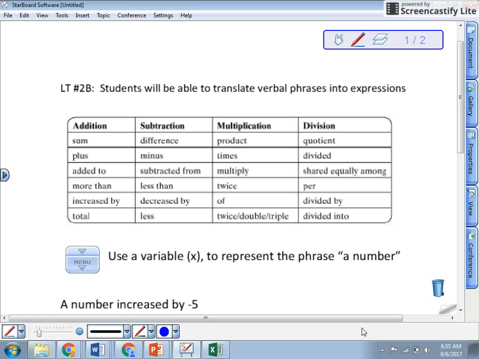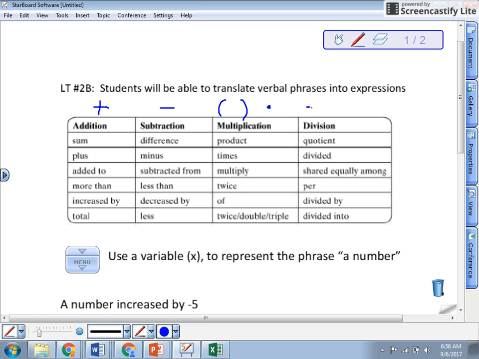All right, welcome to today's lesson on translating verbal phrases into algebraic expressions. Here we've got a chart of all of our four main operations: addition, subtraction, multiplication, division, and phrases underneath that mean those words. So addition, we know, is our plus sign. Subtraction, we're going to use our minus sign. With multiplication, we can either use parentheses or that dot.